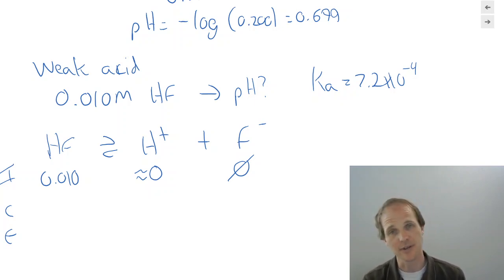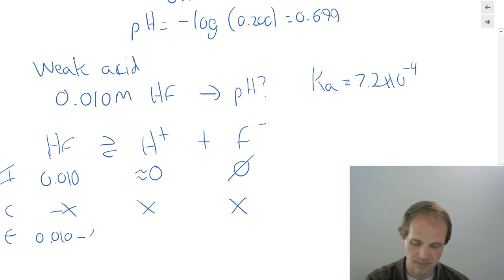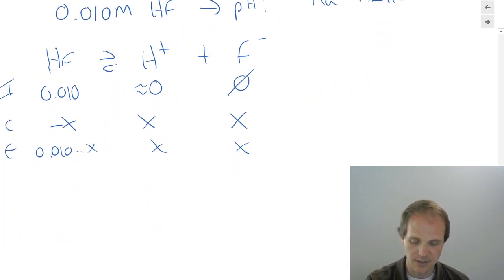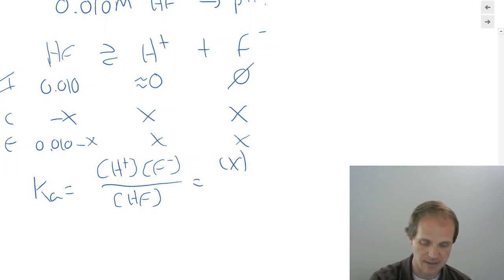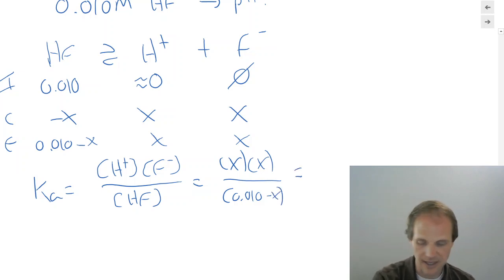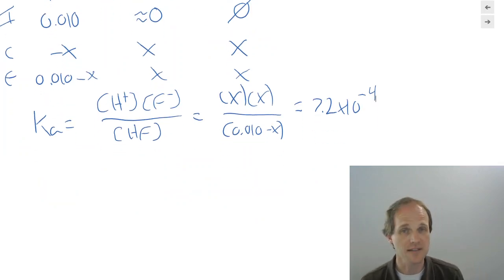What's going to happen? Well, if we have no products, we know our reaction is going to go to the right. We're going to form x of this, minus x of this, since we get 0.010 minus x, x, x. We know our Ka expression is going to be H plus times F minus over HF, and that's going to be x times x over 0.010 minus x. And that's going to be our Ka value, which was 7.2 times 10 to the minus 4th.